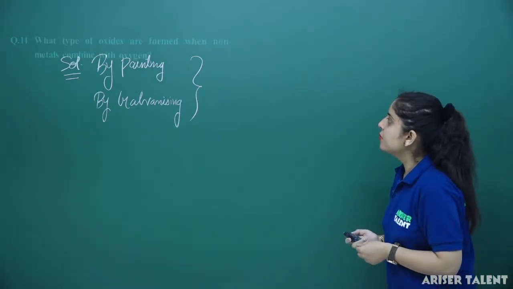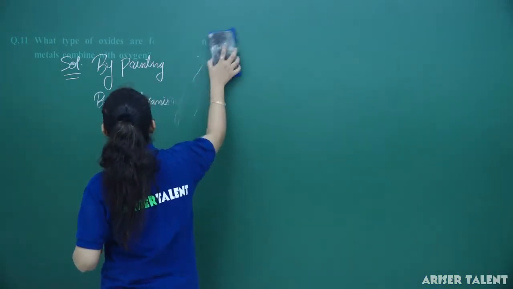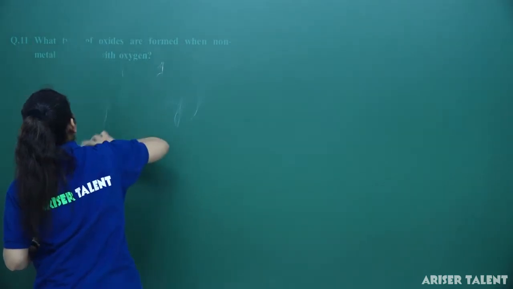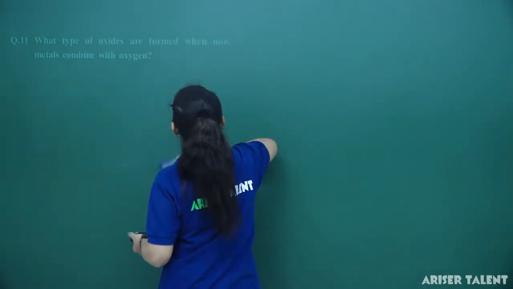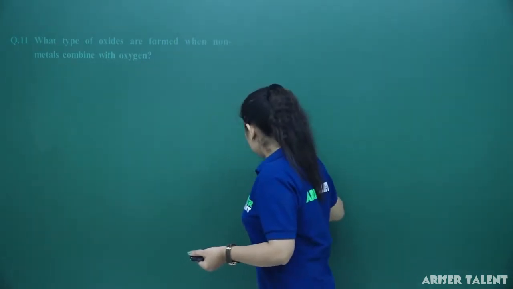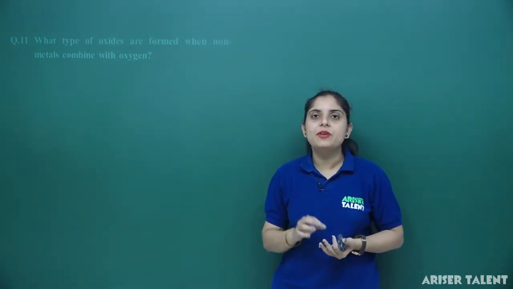Question number 11 you have. What type of oxides are formed when non-metal combine with oxygen? So one thing you know is that whenever a metal combines with oxygen, it is going to form which oxides? Basic oxides. But whenever a non-metal is combined with oxygen, it is definitely going to form the acidic oxide.